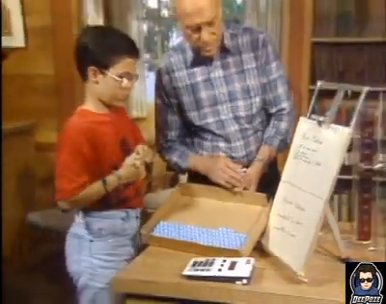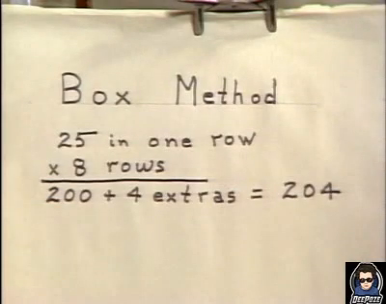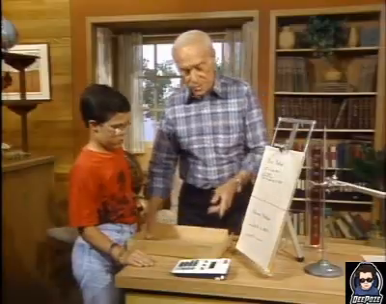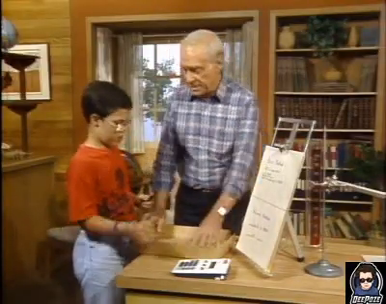Well, okay, there was 25 in one row, and there were 8 rows. That's 200. And then with the 4 extras, it comes out to 204. So that's our estimate using, you can see why I call it the box method. Yeah, it's because it's in a box, right?